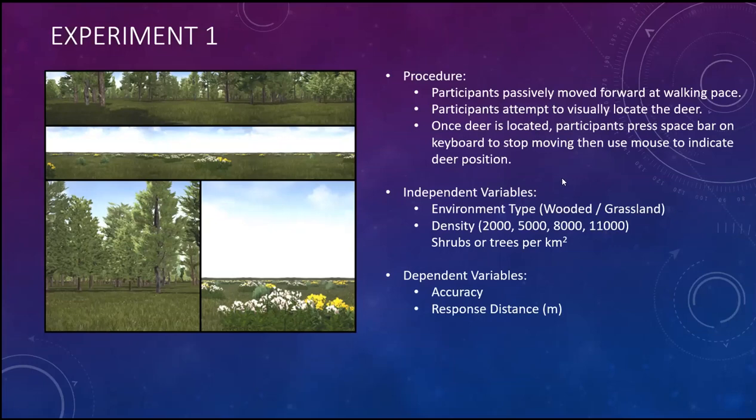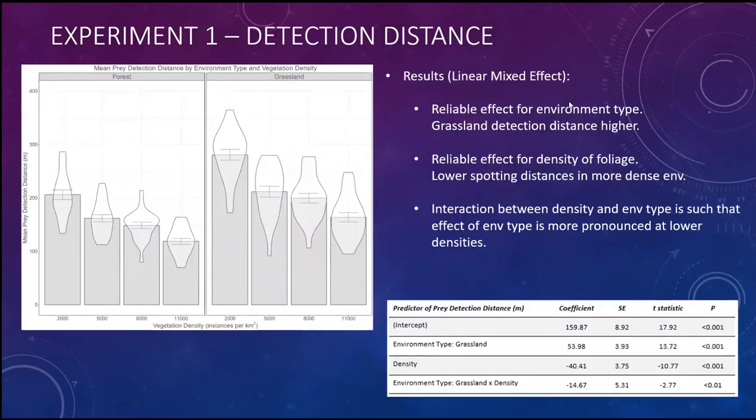I think I've explained everything on there. And here we find this initially. By running lots and lots of participants in lots of our environments, we find some reliable trends. There is a very reliable effect for environment type. So if you have a grassland and a forest of the same density, at least in this, people can on average locate deer at 53 meters further in a grassland than for a forest.